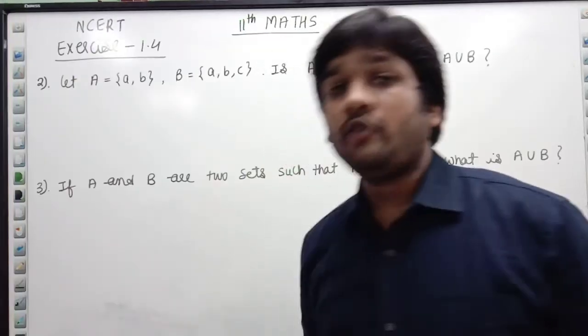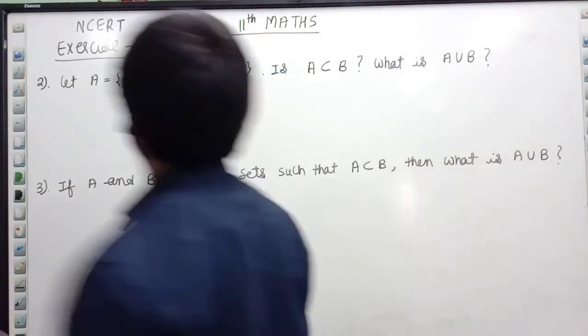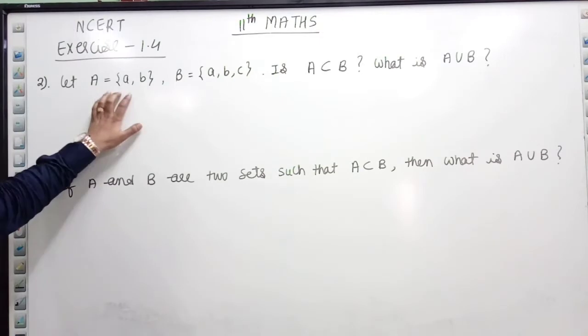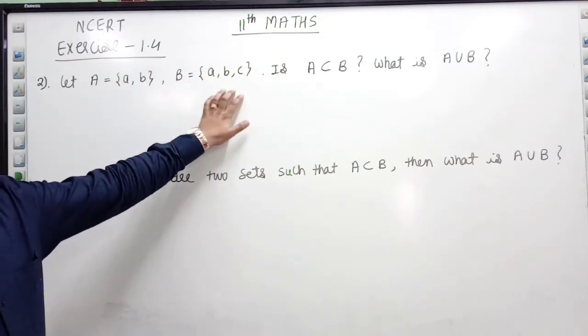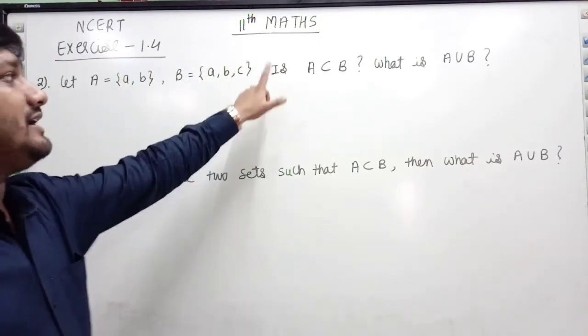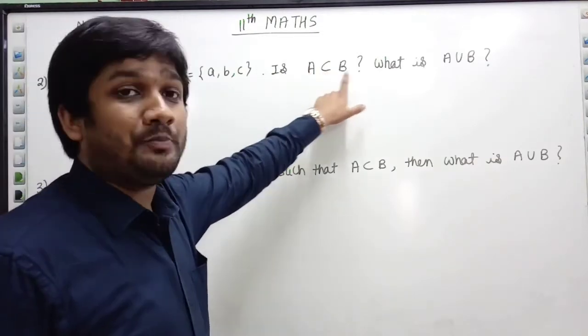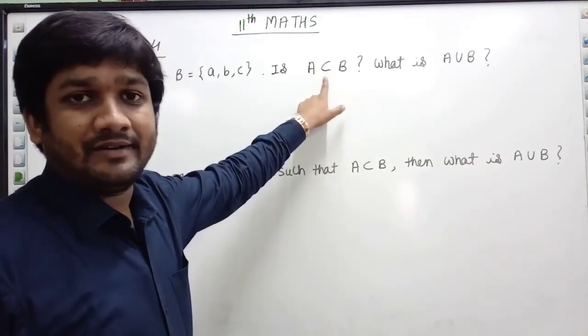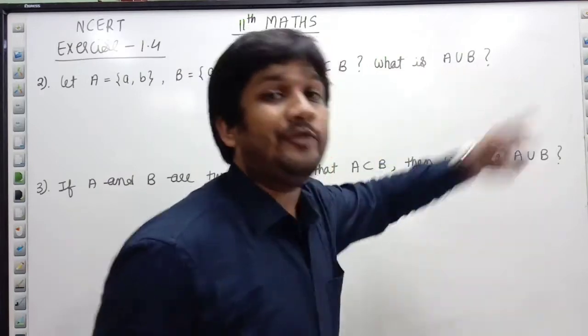Okay. Now we have the second question. Second question of exercise 1.4. Set A and set B we have. We need to check is A a subset of B. This is the sign of subset. And what is A union B?